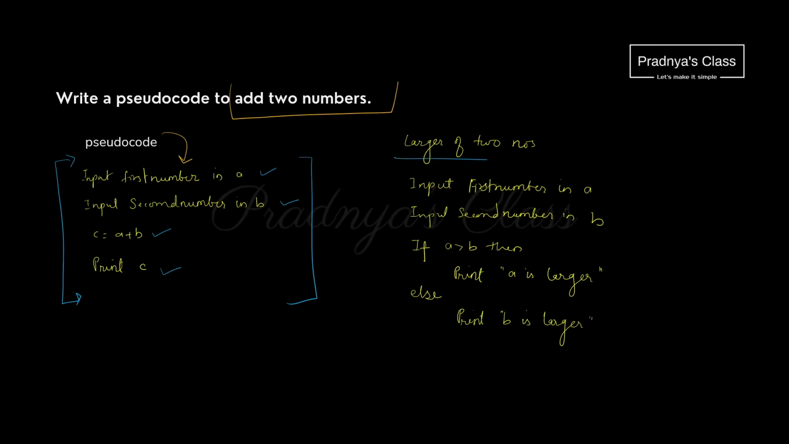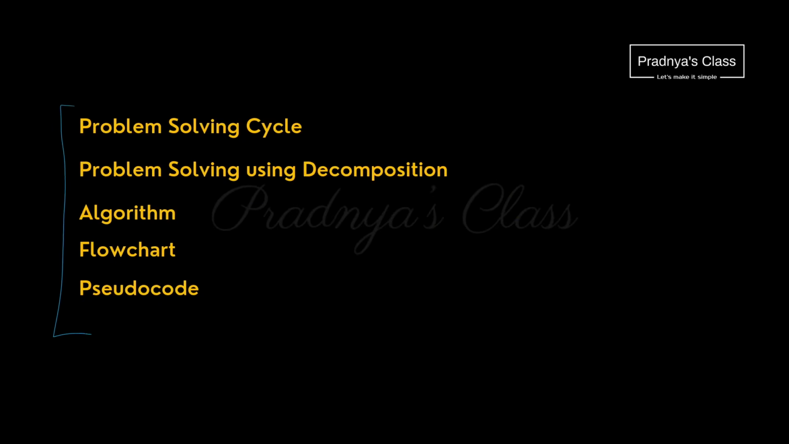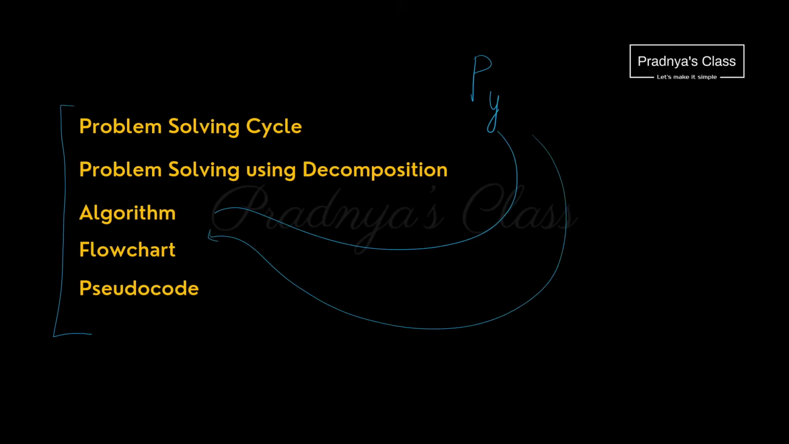And here is the pseudocode for the larger of two numbers. So pseudocode gives you the liberty to write the solution in your own language, in your own way. But make sure that you and others can understand that solution. So in this way, we revised all these topics: problem solving cycle, decomposition, algorithm, flowchart and pseudocode. It's a theoretical topic, so read the definitions carefully. When we start Python programming, you will understand this algorithm and flowchart more clearly.